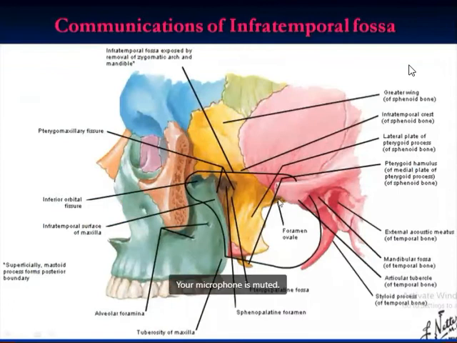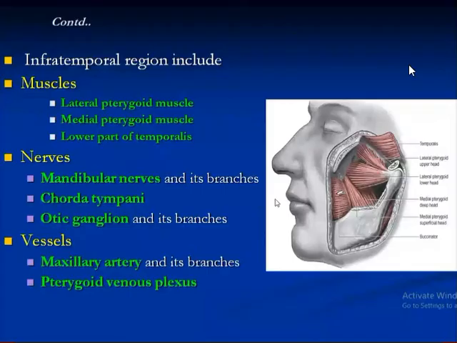These are the communications. Now, the infratemporal region consists mainly of the muscles of mastication: the lateral pterygoid muscle, the medial pterygoid muscle, and the lower part of the temporalis. Those are the contents of the infratemporal region.